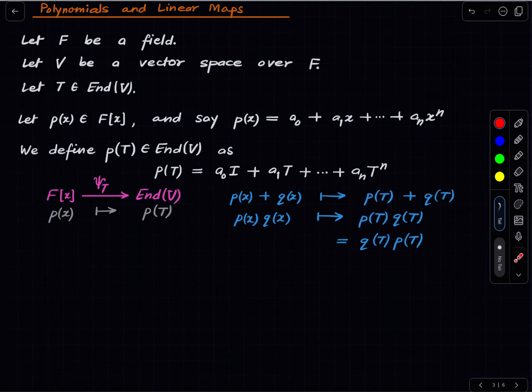So note that psi t is actually a linear map. If you think of this as a vector space over F, this is an infinite dimensional vector space over F, then this is actually a linear map. Anyway, that is not something that we will need, but just to note it down. Okay.